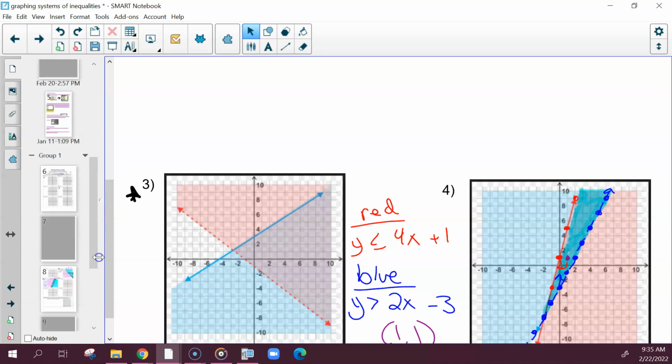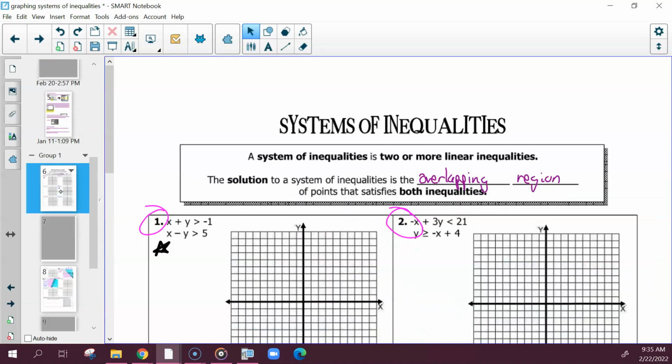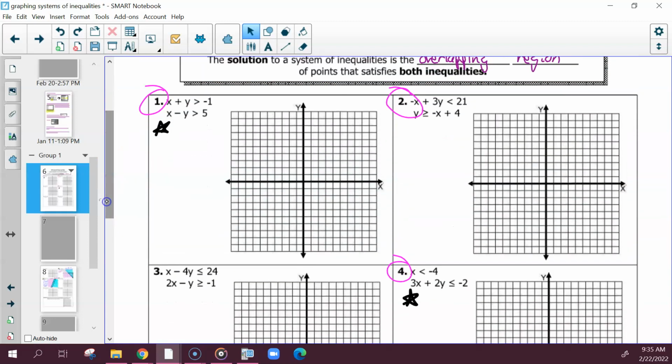Then on the page that we were on, where it says overlapping region, numbers 1, 2, and 4. So 1 and 2 on the first page, 2 and 3 on the second page, and 1, 2, 4 on this page. You're going to work through those until towards the end of class. Towards the end of class, I'm going to pass out your review, and we'll go over these.